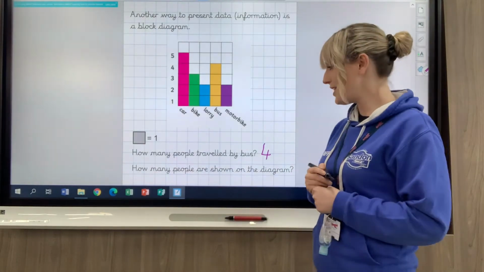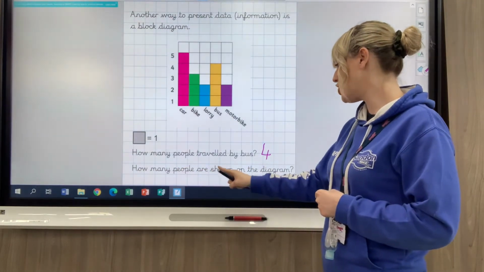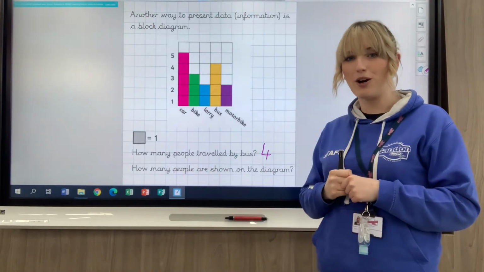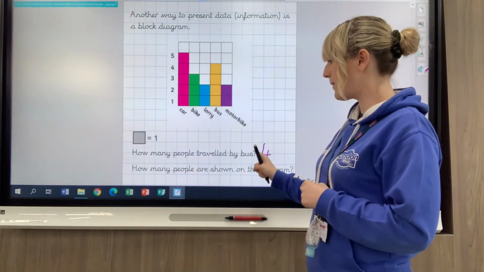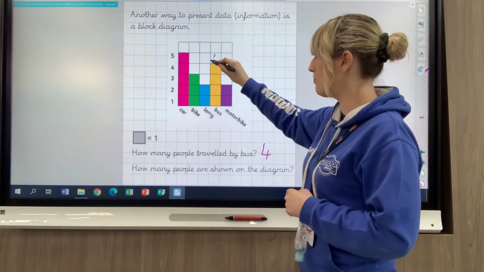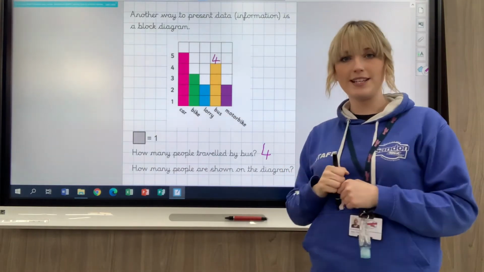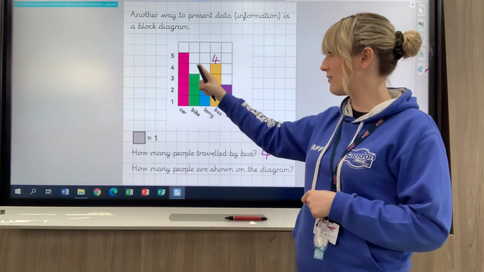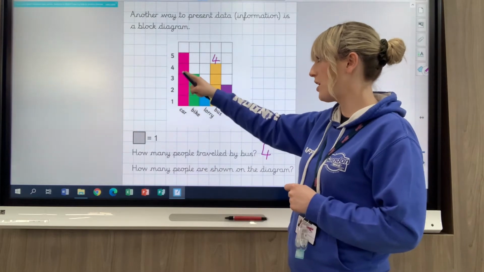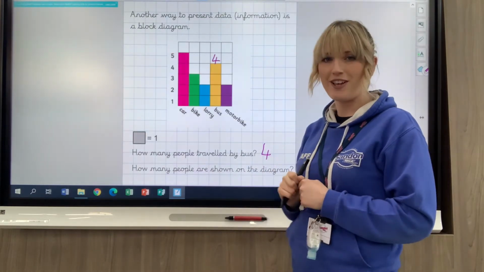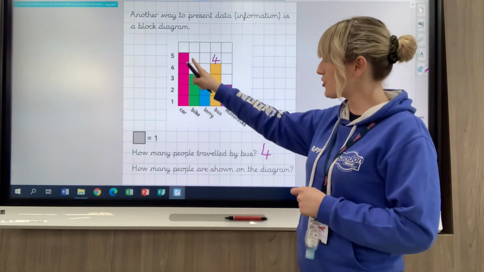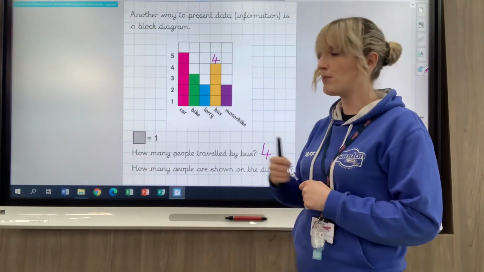The next question says, how many people are shown on the diagram? Okay, so this is a bit of a different one. So we know straight away that 4 people travelled by bus. So what we need to do is find out the numbers for each one. So let's go to the beginning, let's go to car. So we've got 1, 2, 3, 4, 5. Do we need to count each block? We don't, do we? We can just go to the top and see where it's number 5. So 5.